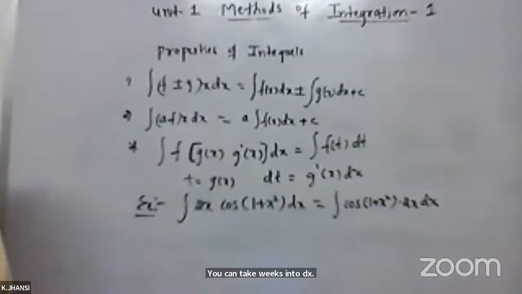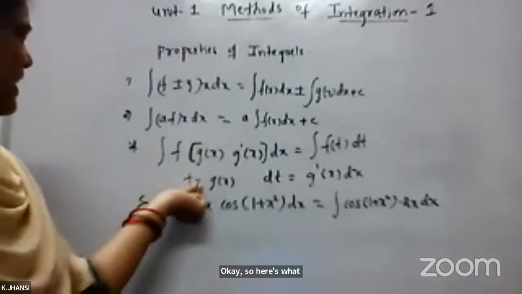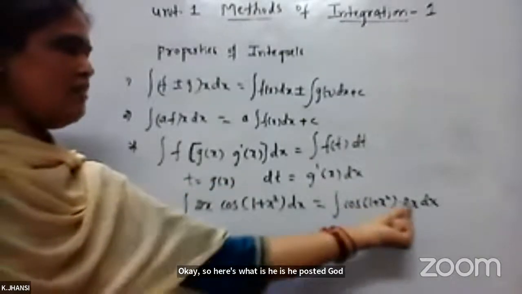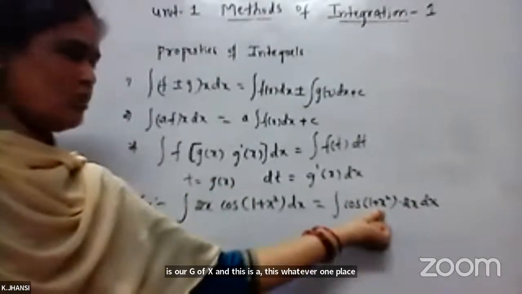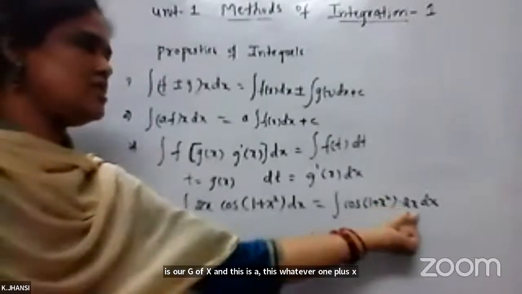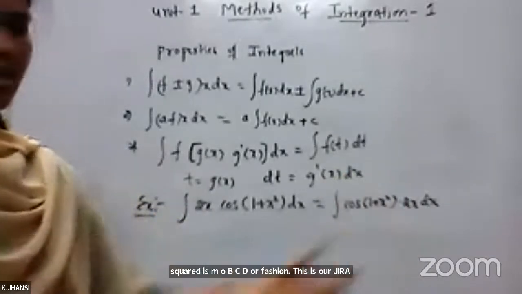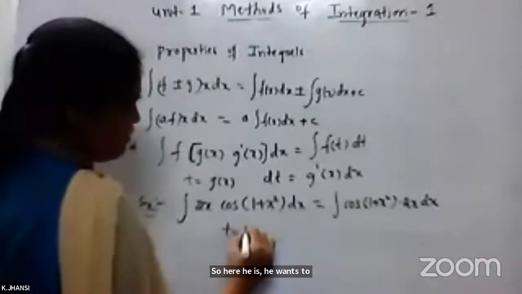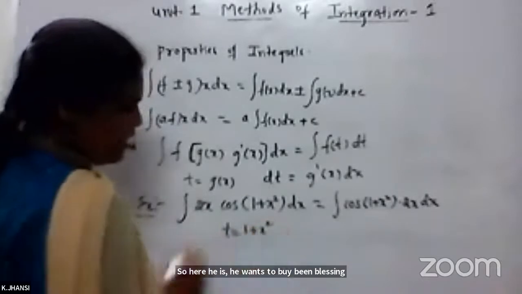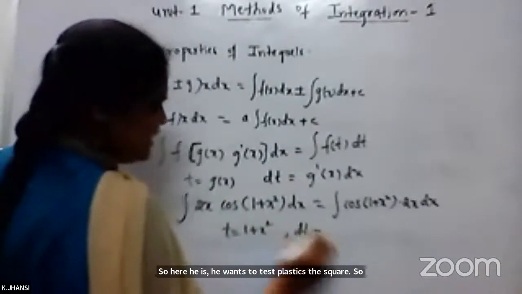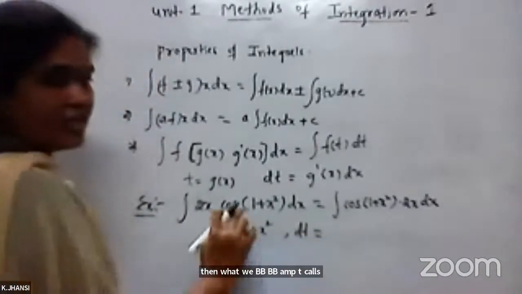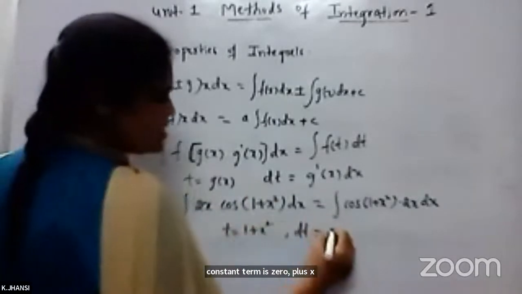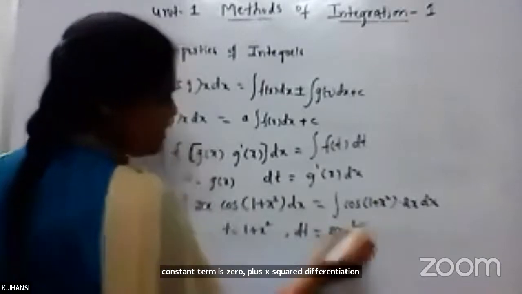So here, what is t? t is equal to g of x. So this is our g of x, whatever 1 plus x square is there, and this is our g dash of x. So here t is equal to 1 plus x square. Then what will be dt? dt is equal to 1, differentiation of a constant term is 0, plus x square differentiation is 2x into dx.